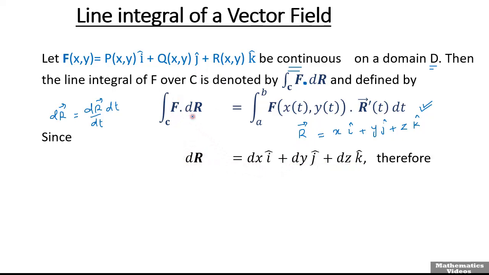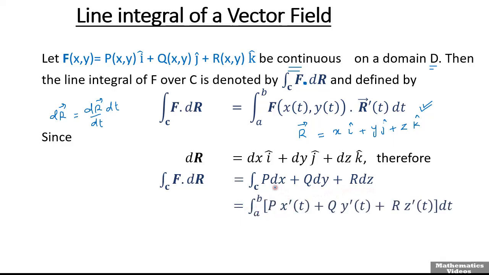Take the dot product of f with dr, we get another definition of the line integral of f over the curve C, which has the integrand p times dx plus q times dy plus r times dz. In this definition we can take either x or y or z, any one of them, as a parameter, and then we integrate with respect to that parameter. We will do this in one of our examples that we will solve in our upcoming lectures.